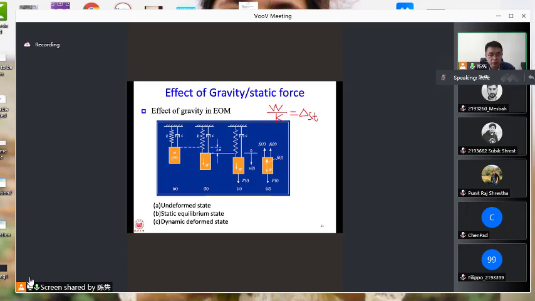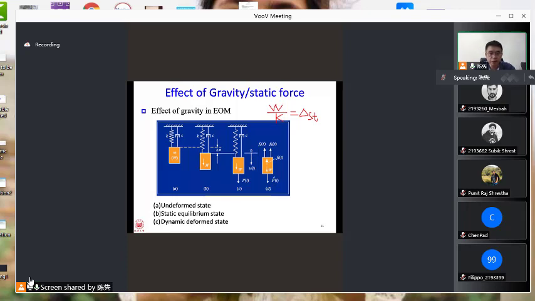And starting from this state, we apply a dynamic load to the system. You can see here p(t). We apply a dynamic load to the system. Then the system starts to vibrate, and we take the static equilibrium state here as the zero for the dynamic displacement. The u(t) is a dynamic displacement because it changes with time, but the reference position is the static equilibrium position here. So this is u(t).